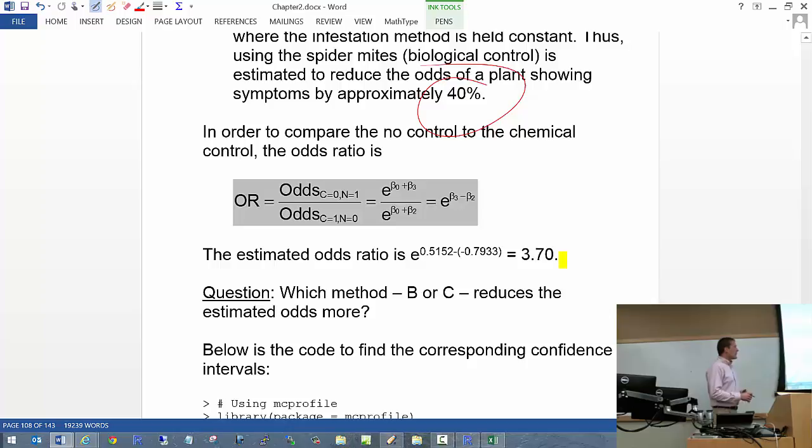Well, again, to do the no control versus chemical control, remember we have indicator variables for those too. Remember what we did was we took e to the beta hat 3 minus beta hat 2. We got 3.7.